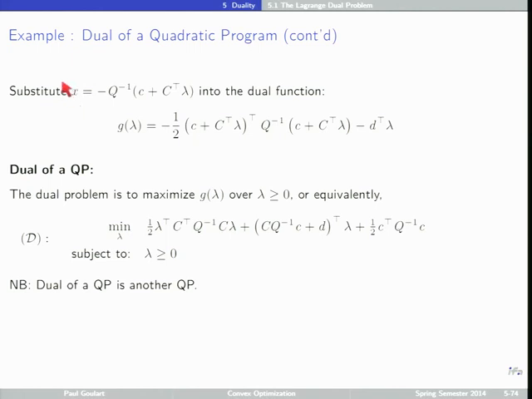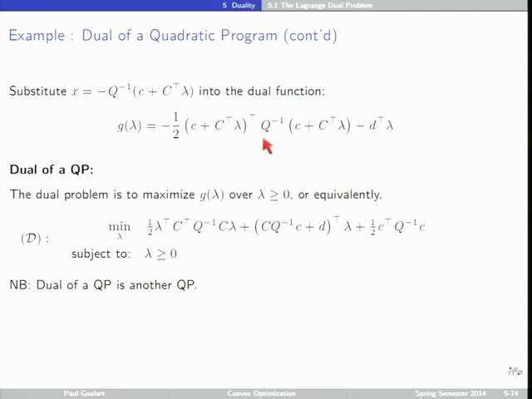I plug it into my function, and I get that the dual function is exactly equal to this quadratic thing. And in this case, the domain of the dual function is actually R^m. So there's no point at which this function becomes negatively infinite. It's finite everywhere. So I get a nice quadratic function.